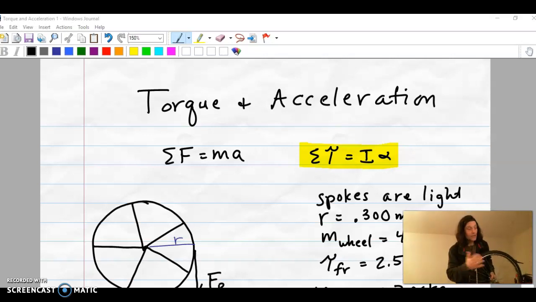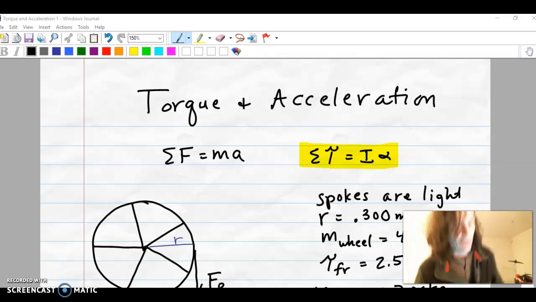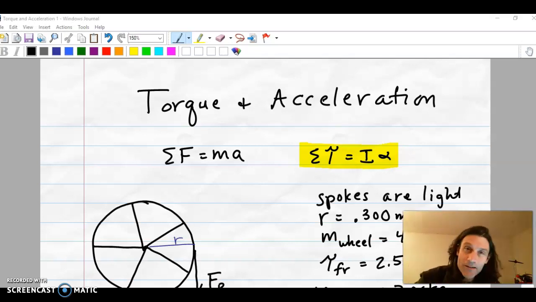That's a little different than the previous torque calculations where it was all in equilibrium. It added up to nothing. What makes this set of notes a little different is that this time it adds up to something, okay? And that's what is meant by the torque and acceleration title for the notes here.